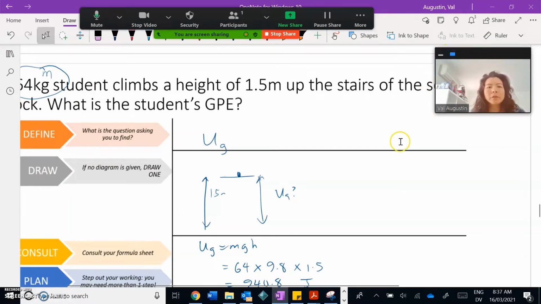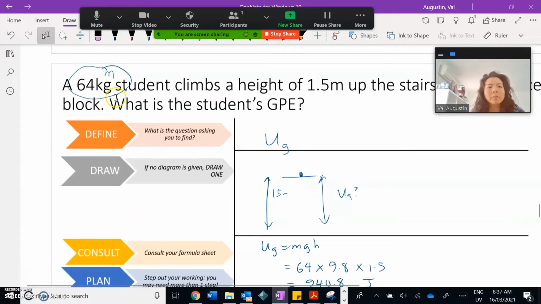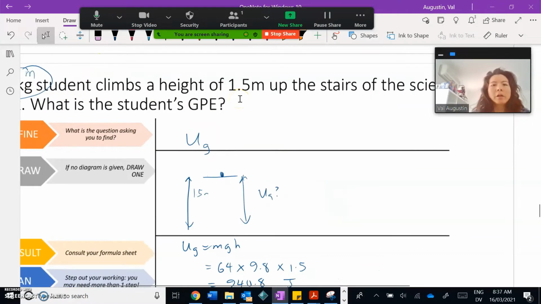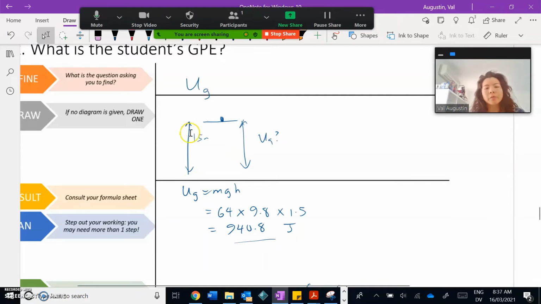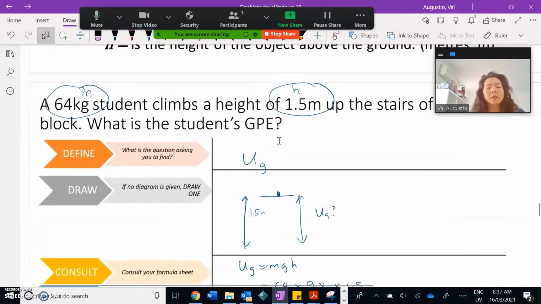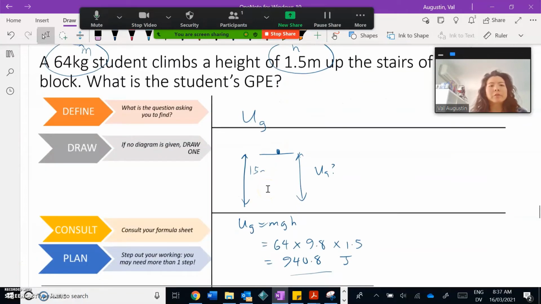Alright, so what we have here is a question where you have the mass given to you, you have a height of 1.5 meters given to you, and you're asked to find the student's gravitational potential energy. So what I have is to write down what the question is asking you to find, which is the gravitational potential energy. And the diagram here is that you have a height of 1.5 meters, and the mass is 64 kilos. So you probably should write the mass in.